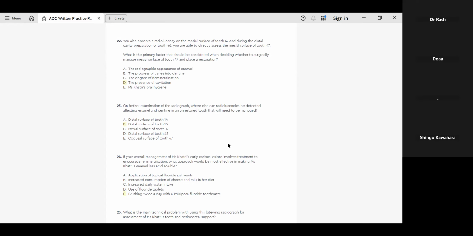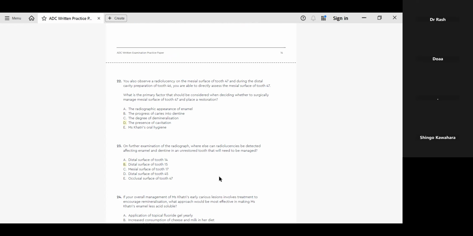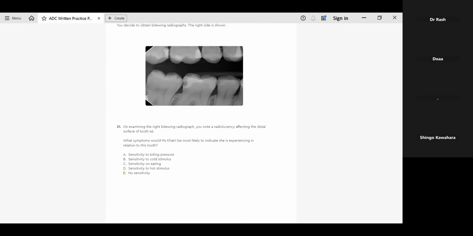What approach would be most appropriate or effective in making Miss Cattry's enamel less acid soluble? Brushing twice a day with a 1200 ppm fluoride toothpaste. A, B, C, D does not make sense. Main technical problem with the bite wing radiograph: the patient's failure to occlude on the film holder. The patient has not actually occluded, all right? Can you see the space here?